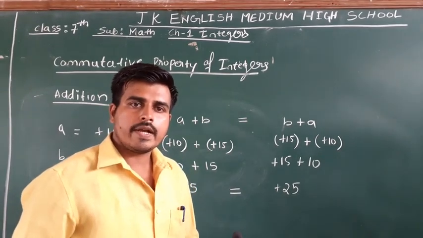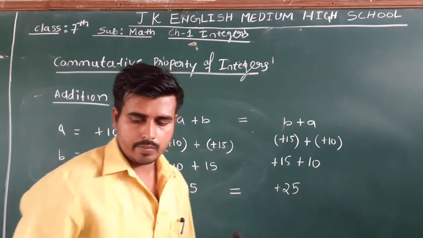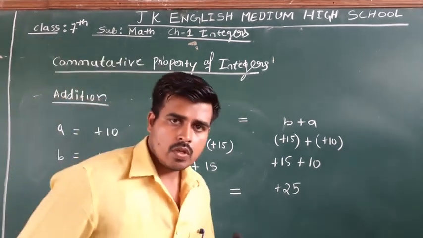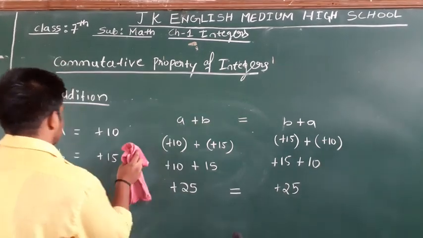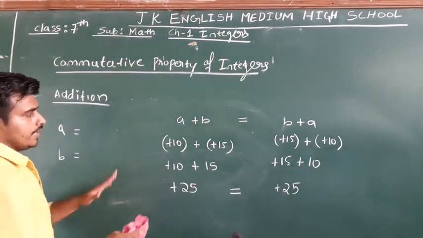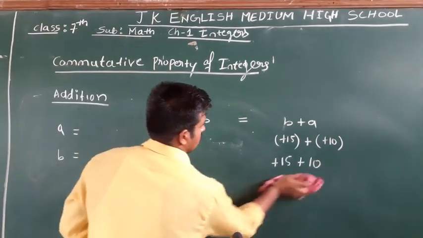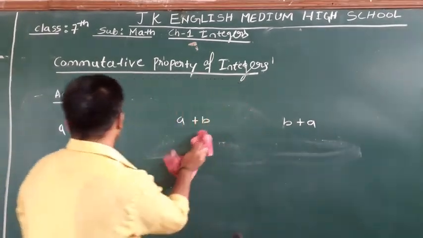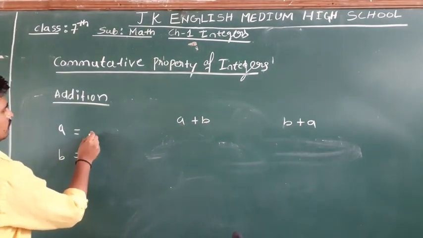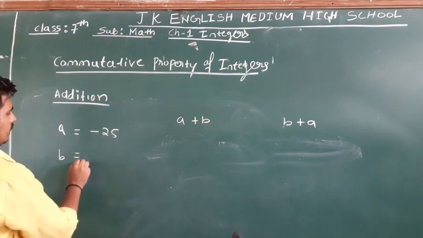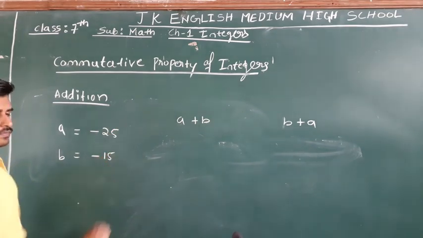What happens if I take two negative numbers? Whether the result remains the same or the result will alter, let's see. So this much you can take as a first example, no problem. Now check for A equal to minus 25, B equal to minus 15.